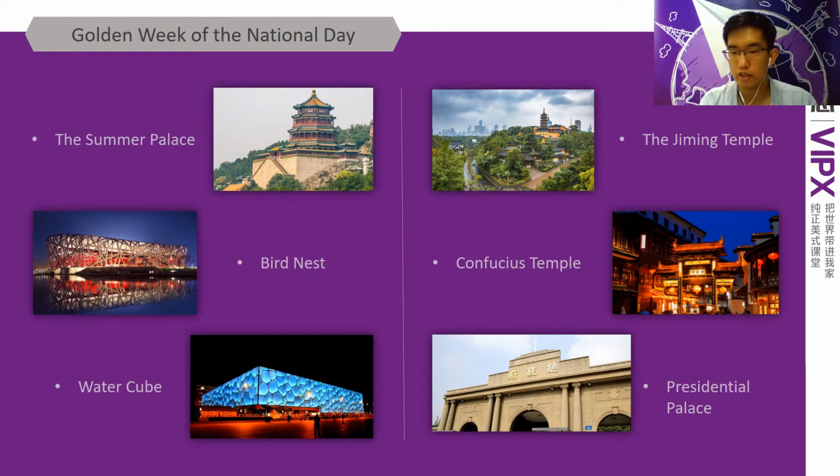The third one is the Presidential Palace. It is the former residence of Chiang Kai-shek during the Republic of China. It is also where the central government of the Republic of China was located. When the Civil War came to an end, the People's Liberation Army took control of the Presidential Palace, which also symbolized the end of the Civil War and the success of the CPC in the end.